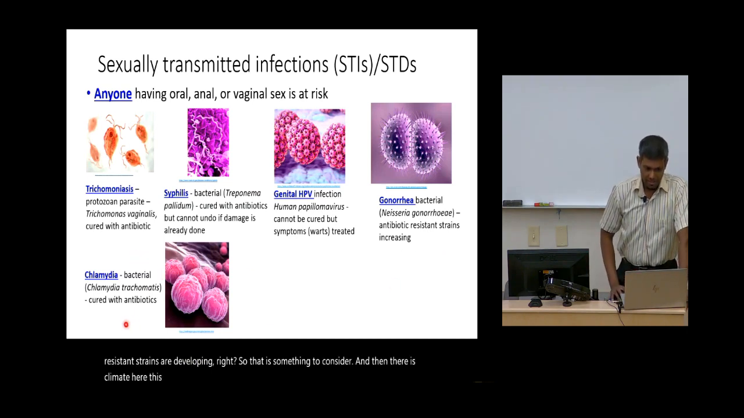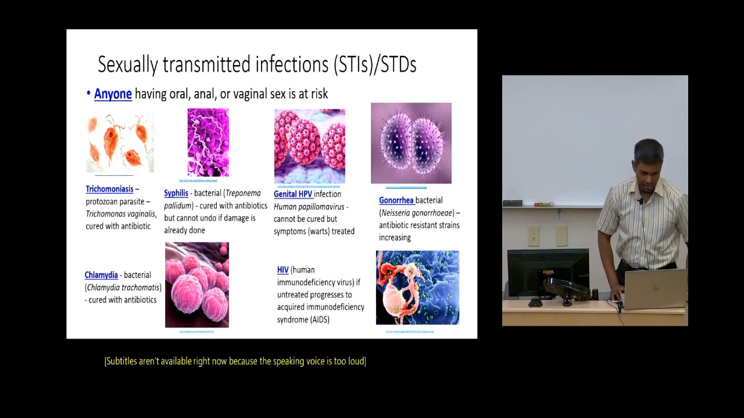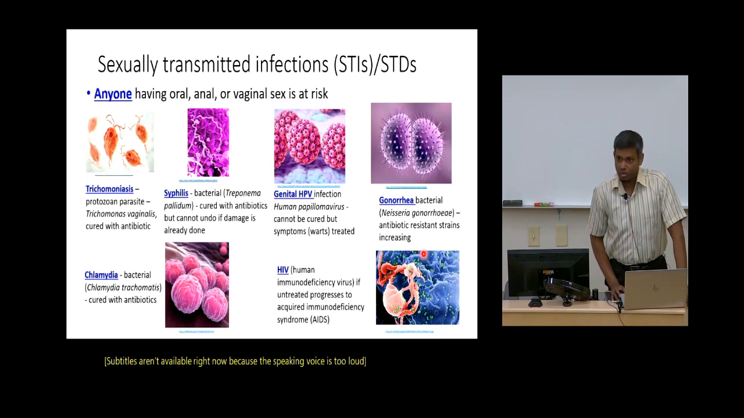And then there's chlamydia. This is a bacterial infection caused by Chlamydia trachomatis, and this can be treated with antibiotics. And finally, probably the most commonly known one is HIV, the human immunodeficiency virus, which if left untreated can lead to the acquired immunodeficiency syndrome, AIDS.